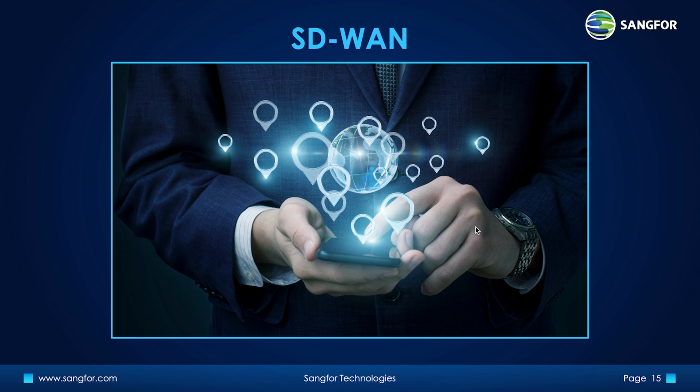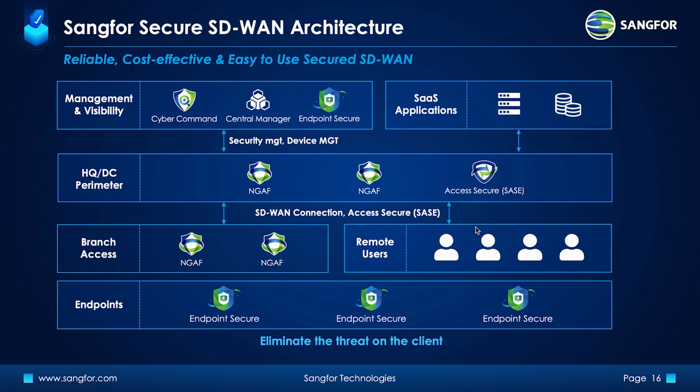And another new key function is SD-WAN. As you can see, we want to provide the SD-WAN function to you, and we want to provide a reliable, cost-effective, and easy-to-use secured SD-WAN solution for you. Our SD-WAN solution is a comprehensive solution. First, our SD-WAN can establish a secured link between your HQ and your branch. If you have many branches and they want to access the business in your headquarters, you can use SD-WAN to establish a secured link and secured connection.